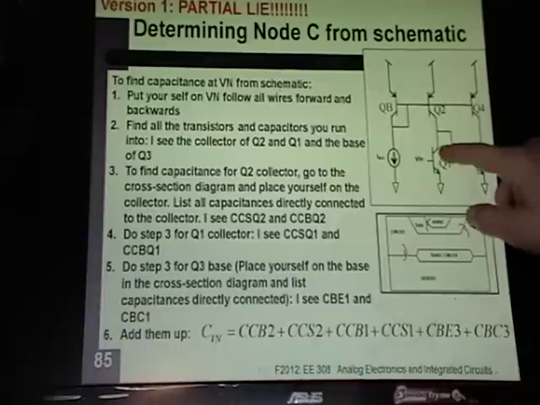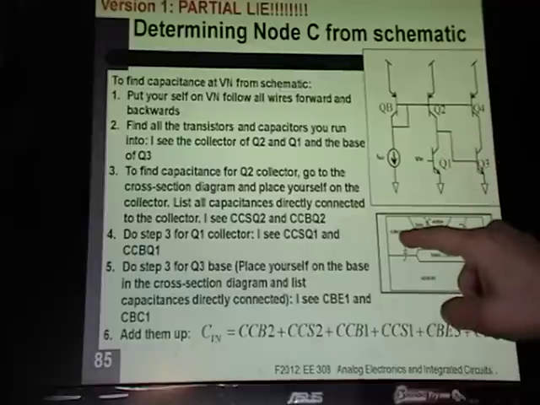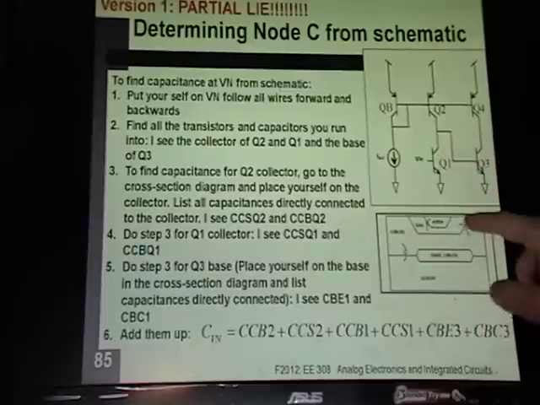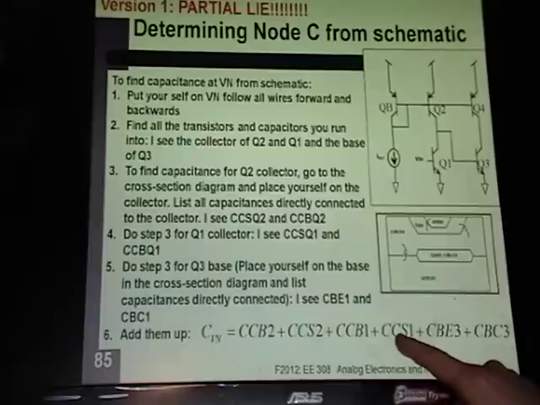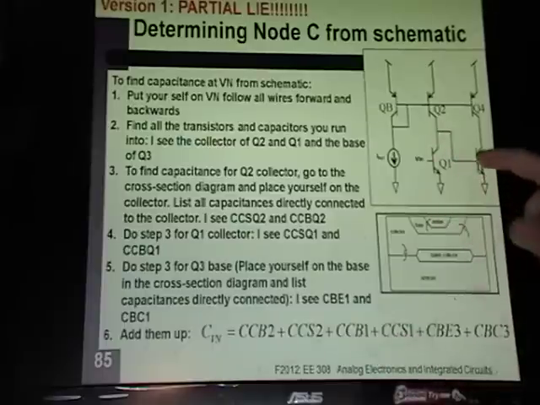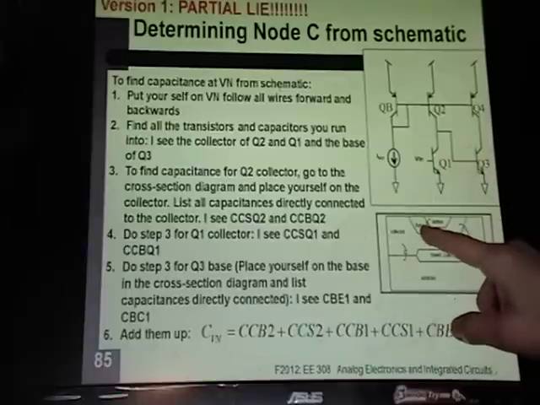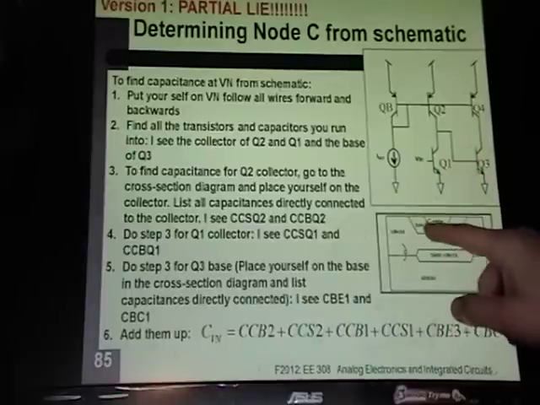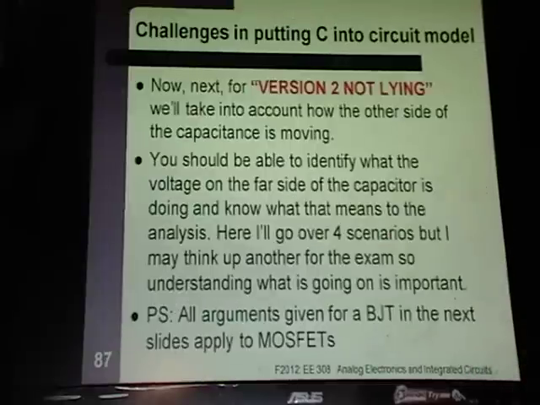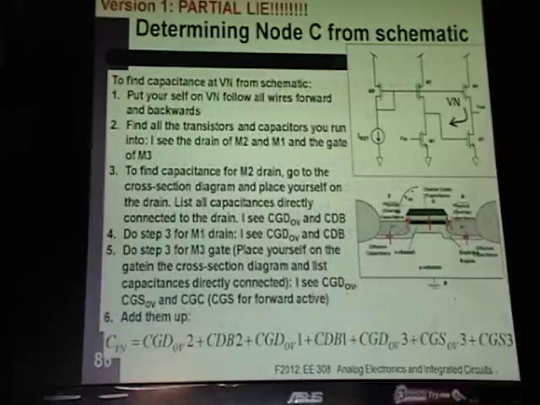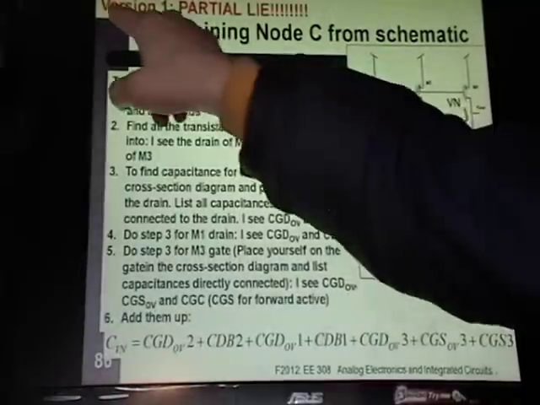I go down, I'm sitting on the collector again. So I look for what capacitance coming off the collector. Hey, it's a collector base, collector substrate. Then going over here, now I'm sitting on the base. I look at all the capacitances connected to the base. There's a base emitter and there's a base collector. So here's a base emitter, base collector. Okay, so that's the quick way to find the capacitances. And this is partial lie.